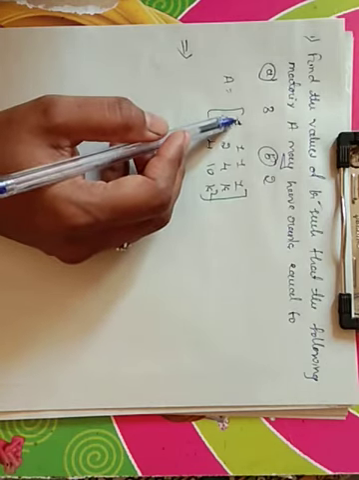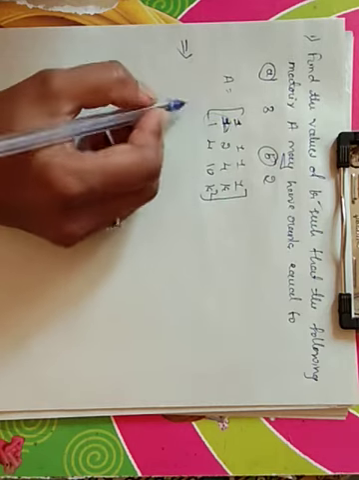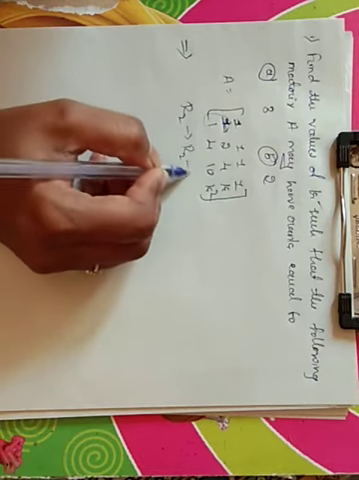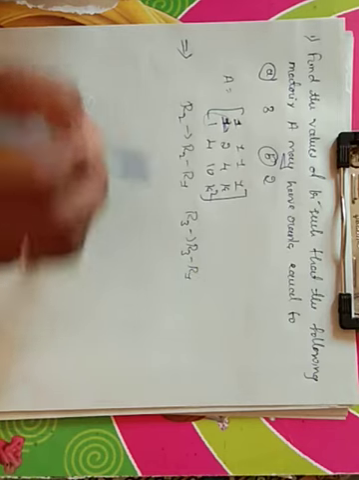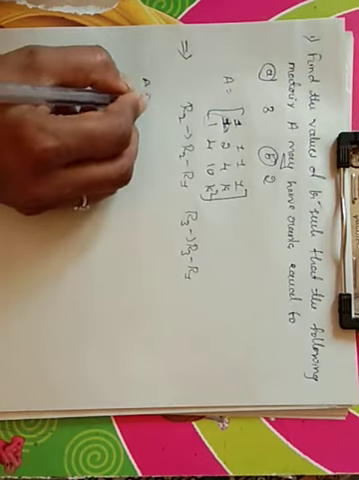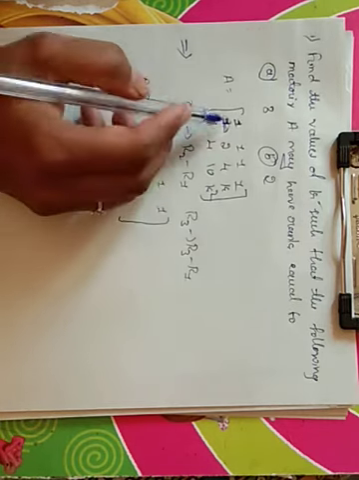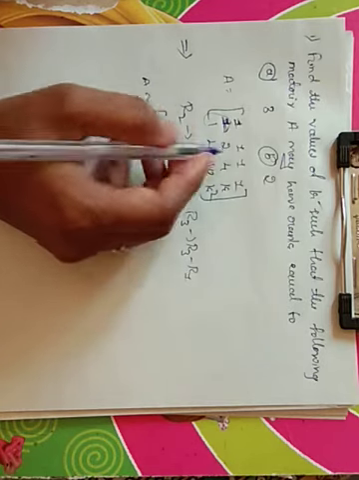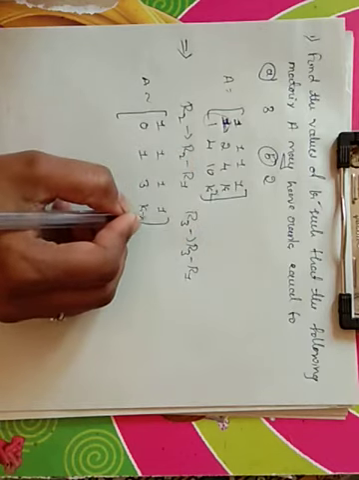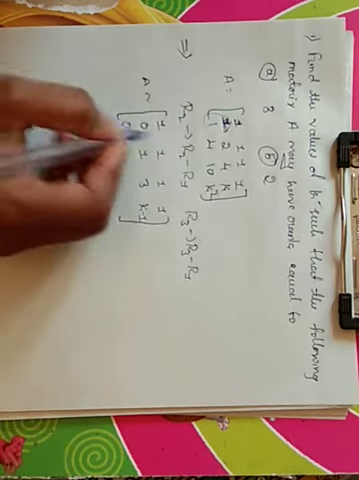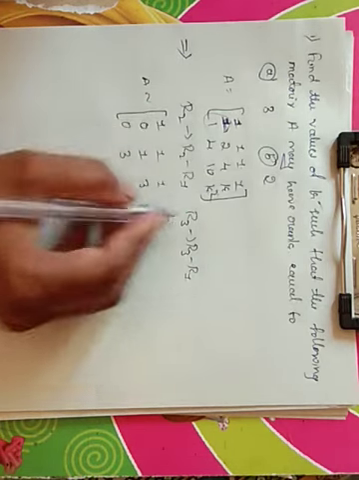According to the procedure of echelon form, first we have to make these two terms 0 using this term. So here the transformations are R2 tends to R2 minus R1, R3 tends to R3 minus R1. So now your matrix is equivalent to: first row kept as it is, 1 1 1 1; then 1 minus 1 is 0, 2 minus 1 is 1, 4 minus 1 is 3, k minus 1; then 1 minus 1 is 0, 4 minus 1 is 3, 10 minus 1 is 9, k square minus 1.